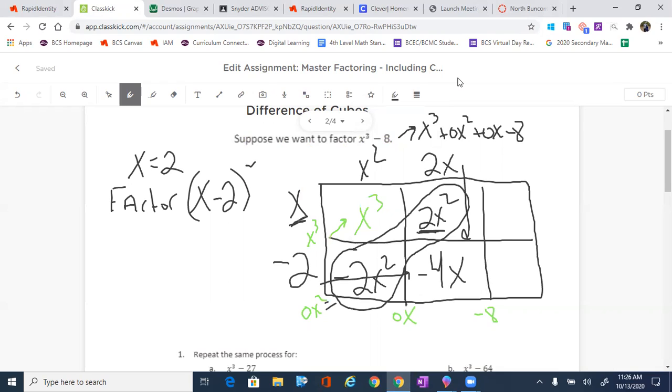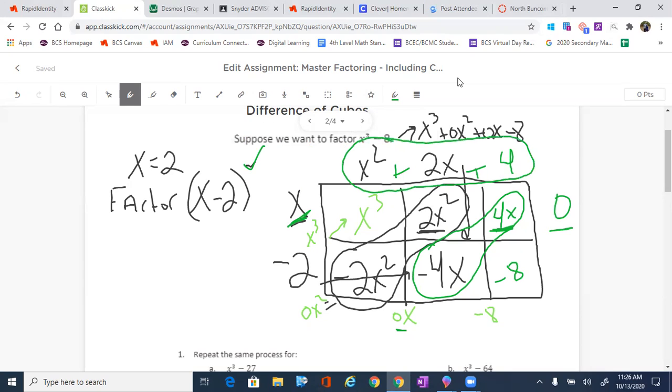Then we do the same thing again, keep going back to that same strategy. What do I add to negative 4x to get 0x? Well, that must be positive 4x. What do I multiply x by to get 4x? That is 4. Then 4 times negative 2 is negative 8. Check it out. No remainder, 0. So that means x minus 2 is a factor, and this is what is left over, our other factor. So we have 2 of them.